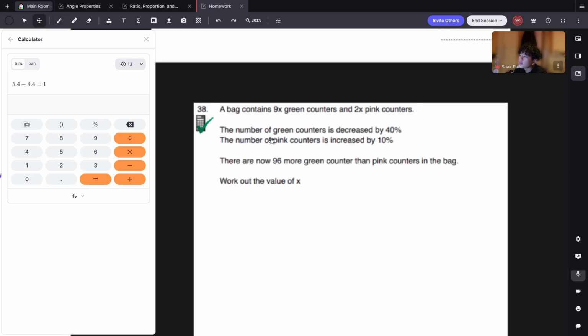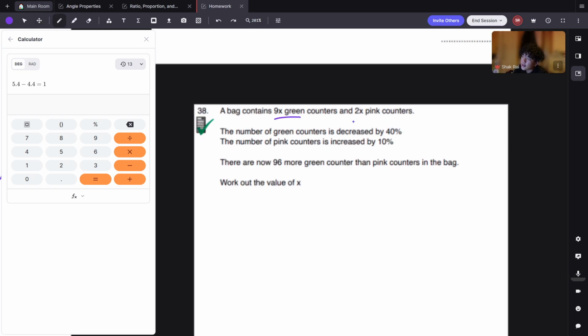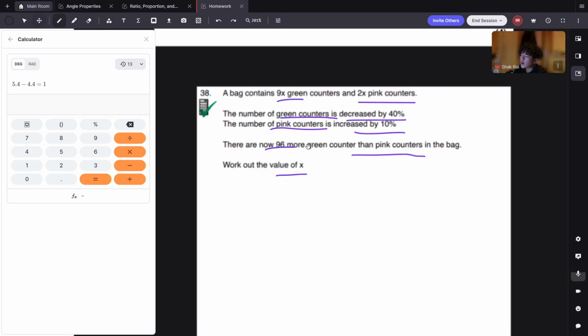Okay, so this question here. A bag contains 9x green counters and 2x pink counters. The number of green counters decreases by 40%. The number of pink counters increases by 10%. There are now 96 more green counters than pink counters in the bag. Work out the value of x.